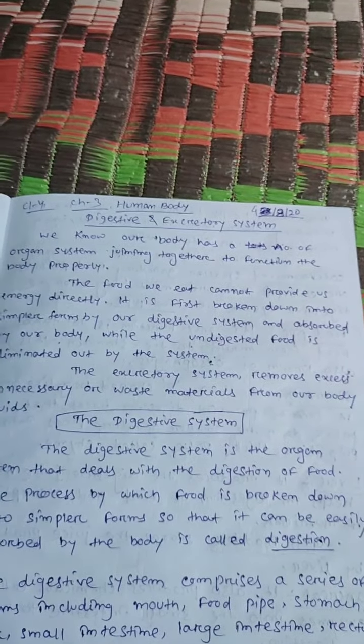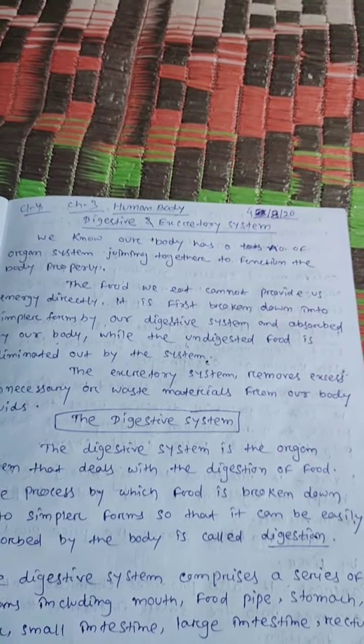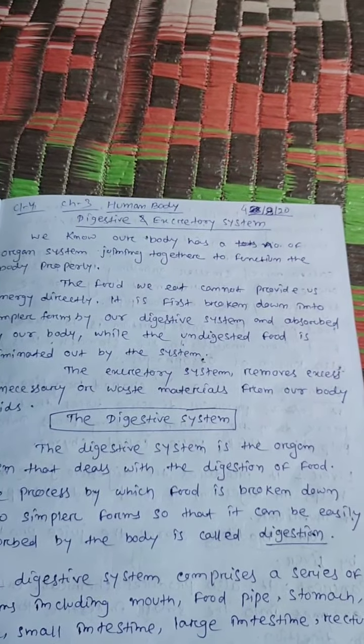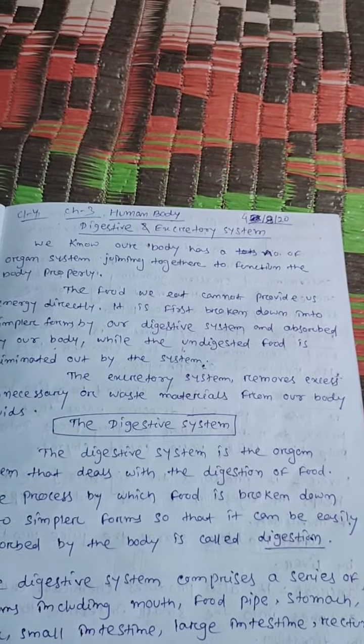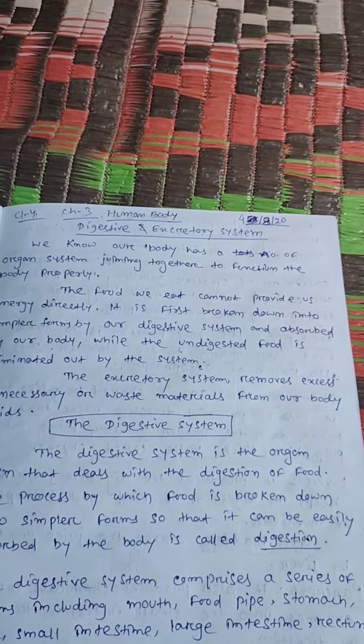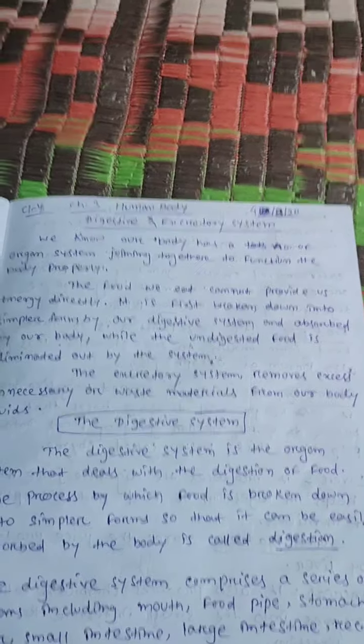Today we are going to discuss a new chapter, chapter 3, the human body. Some organs to be explained, that is the digestive system and excretory system.